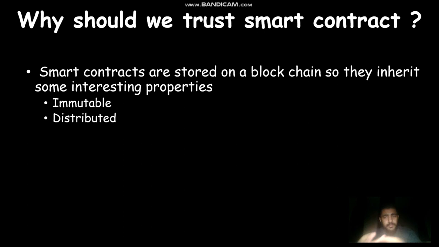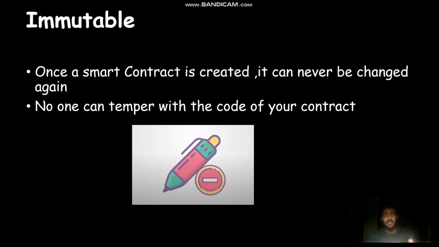So why should we trust a smart contract? Smart contracts are stored on a blockchain, so they inherit some interesting properties like being immutable and distributed. Immutable means that once a contract is created, it can never be changed again. No one can tamper with the code of the contract, or tamper with the program once it is run.